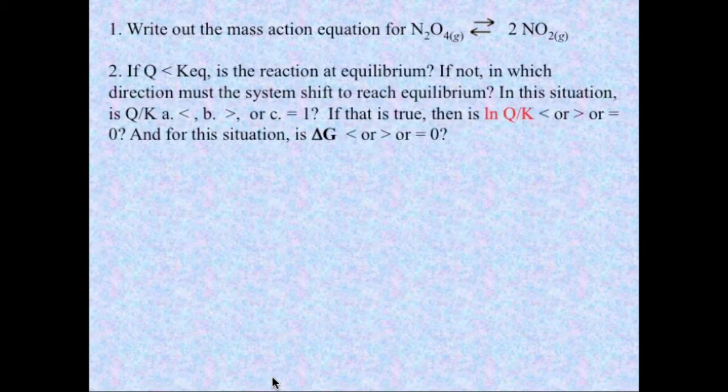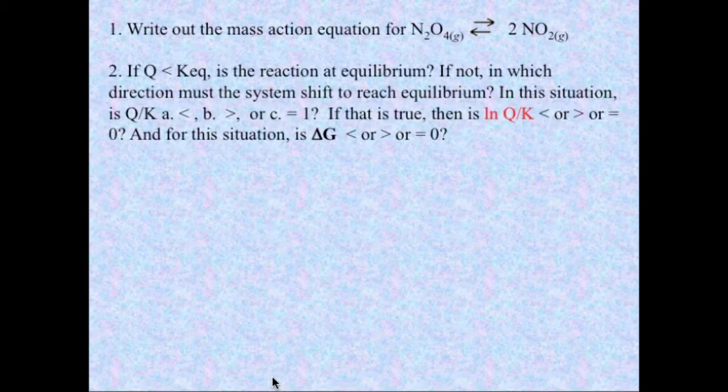So now we're going to look at some relationships between Q, KEQ, and delta G. First of all, if Q is less than KEQ, is the reaction at equilibrium? If not, in which direction must the system shift to reach equilibrium? In this situation, is Q divided by K less than, greater than, or equal to 1? And if that's true, then is the natural log of Q over K less than, greater than, or equal to 0? And for this situation, is delta G less than, greater than, or equal to 0? Turn your playback off, think about these questions, and then come back and we will discuss them.